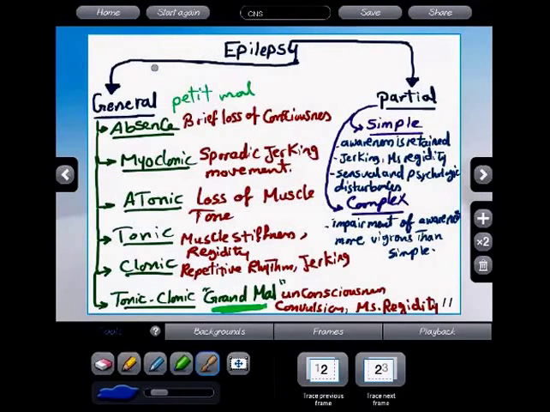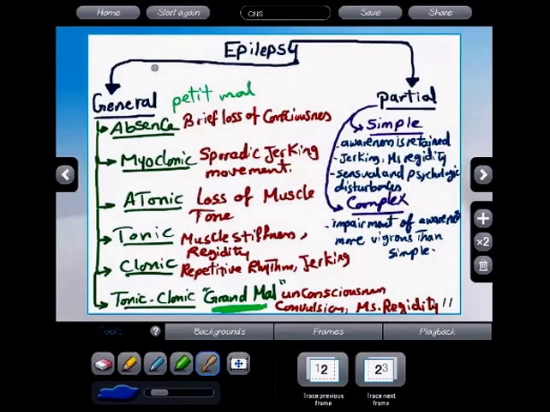About that sporadic jerking movement, which is myoclonic, myo comes from muscles. So muscle jerking happens, but it is sporadic. Atonic means no tone, a loss of muscle tone. Tonic means the muscle has stiffness and rigidity. Clonic means repetitive rhythmic jerking.